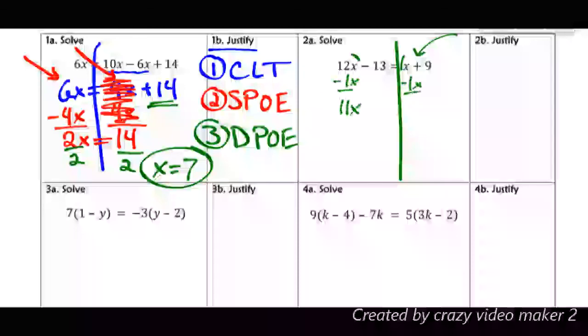That gives me 11x. I only combine it with this because those are the like terms. I don't touch that negative 13 yet. I can't combine that with the negative 13. That doesn't have an x attached to it. I just do 12x minus 1x, that gives me 11x.